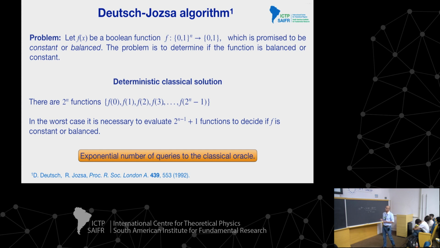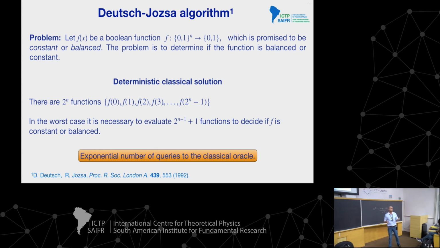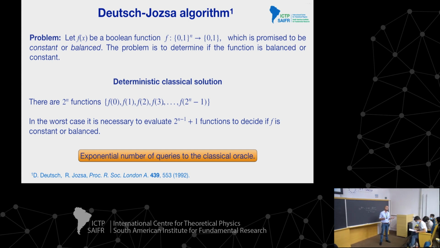This is the solution to this problem that we call a deterministic solution, because you are sure that the function is constant or balanced. Because there is also the possibility that you make a guess, okay? Maybe, maybe not. You have some chances of being right or wrong, right? I will explain this after. So there is an exponential number of queries to the oracle in the classical case.